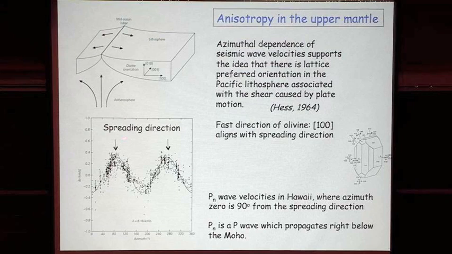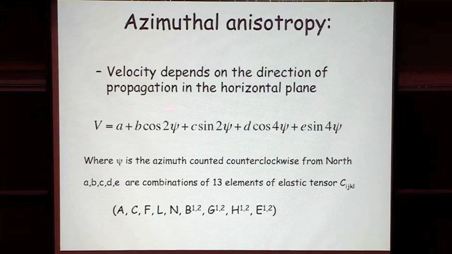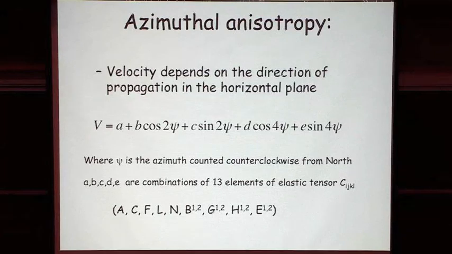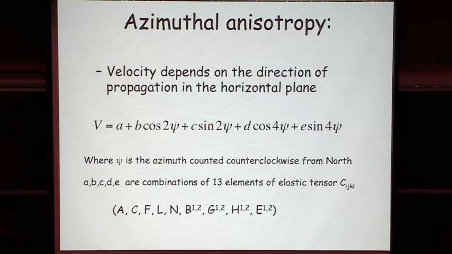Okay. So for azimuthal anisotropy, and particularly long periods, the velocity depends on the direction of propagation in the horizontal plane and can be described to first order by terms in 2 psi and 4 psi, where psi is the azimuth, generally counted counterclockwise. Clockwise or counterclockwise? Clockwise from north, I think. Anyway, these A, B, C, D are combinations of these 13 elements of the elastic tensor that the surface waves are sensitive to. So the 5 from transverse isotropy, and then there are 6 corresponding to the 2 psi terms here, and then 2 corresponding to the 4 psi terms.